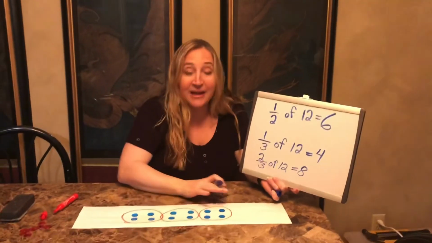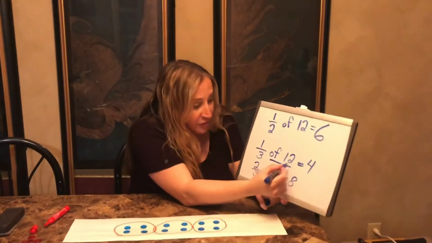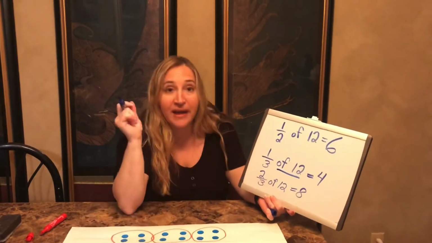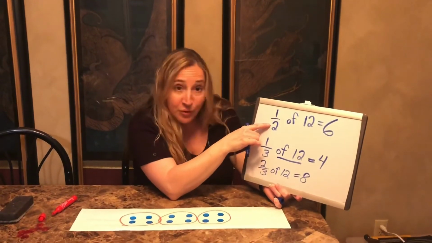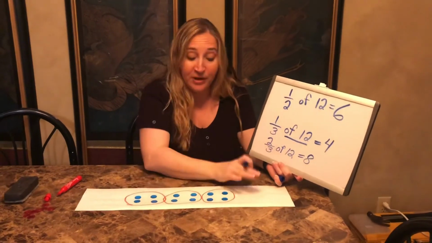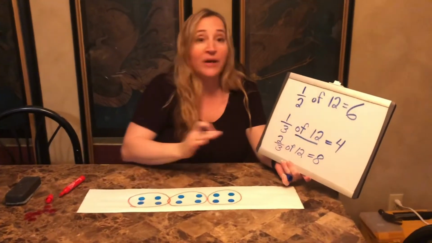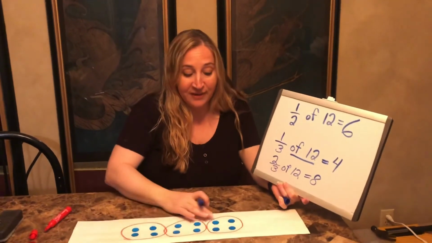So today I'd like you to get some sort of counters. Whatever the big number, when it says of 12, of 10, of 8, get that many counters and break it up into 2 groups or break it up into 3 groups. If it says 1/6, you would break it up into 6 groups. 1/8, break it up into 8 groups, and that will make it easy to find the answer.